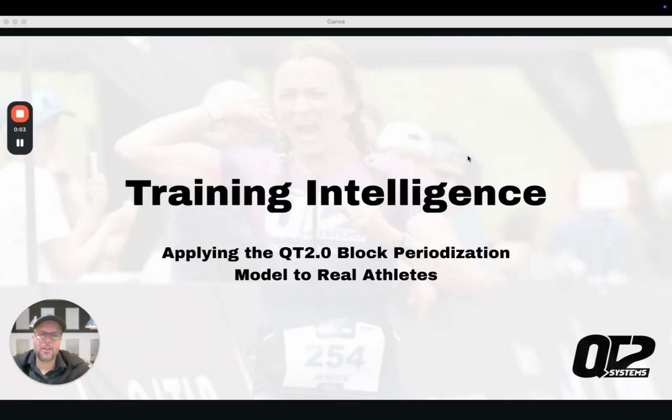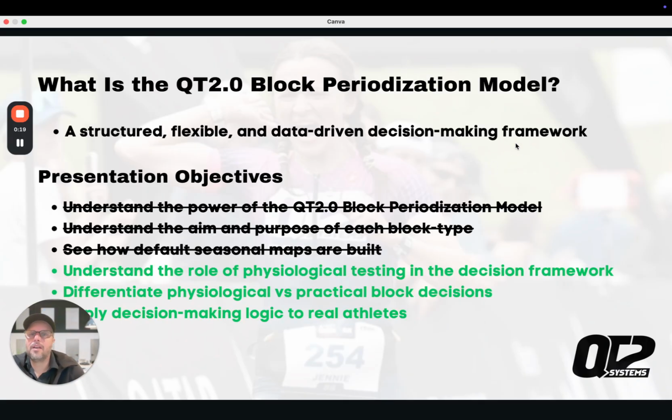Today we are going to finish out our training intelligence webinar series with the third installment, which is all about how we are applying the QT2 block periodization model to real athletes. So, again, what is the QT 2.0 block periodization model? It is a structured, flexible, and data-driven decision-making framework.